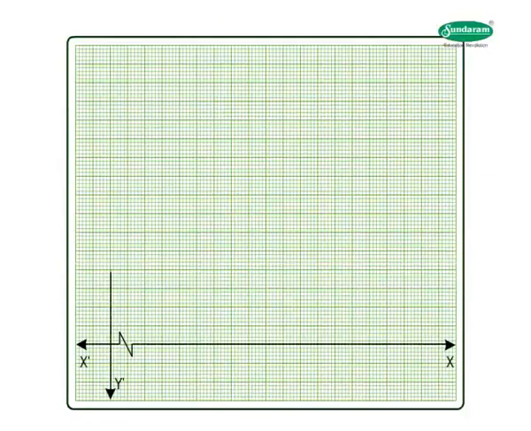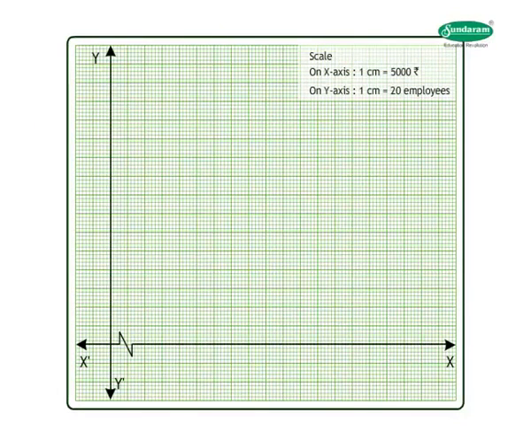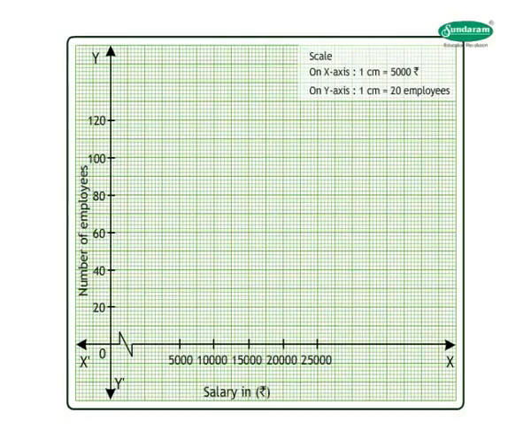Draw x-axis and y-axis. Take scale of 1 centimeter equal to 5,000 rupees on x-axis and 1 centimeter equal to 20 employees on y-axis. Take U1 on x-axis and F1 on y-axis. Plot the points U1, F1. Take an additional point as lower boundary of the first class with frequency 0. Join the successive points by smooth curve. This is the less than frequency curve.